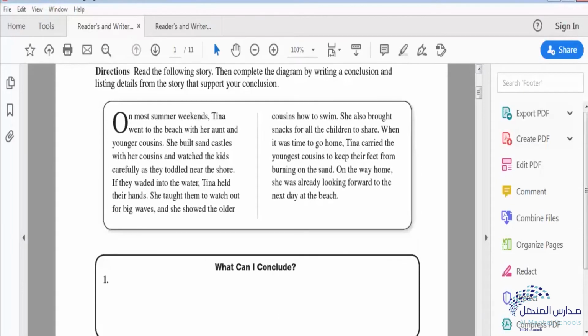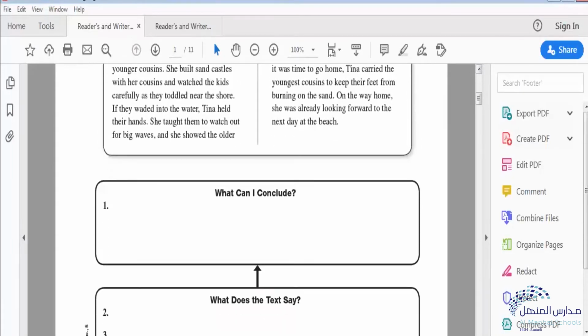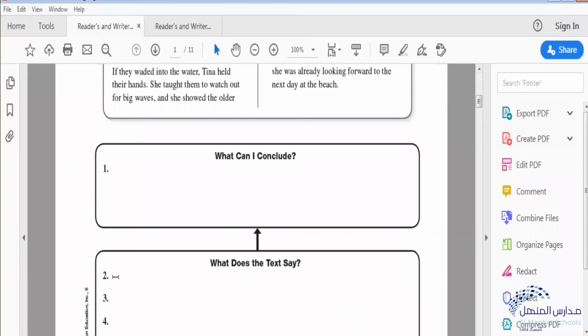After reading the story, the first box you have to fill is, what conclusion can you make from the story? Like we said before, to make your conclusion valid, or to draw your conclusion, you have to look for what the text says, the evidence. Here we need three evidences to conclude, 1, 2, and 3. And then, what do I already know? What are the things I already know? So what the text says and what you already know will help you to make your conclusion.